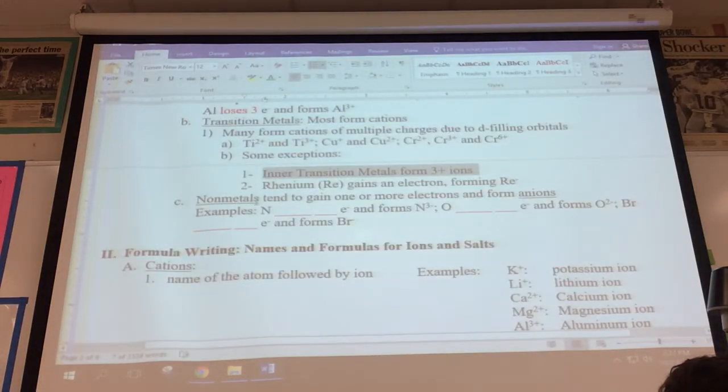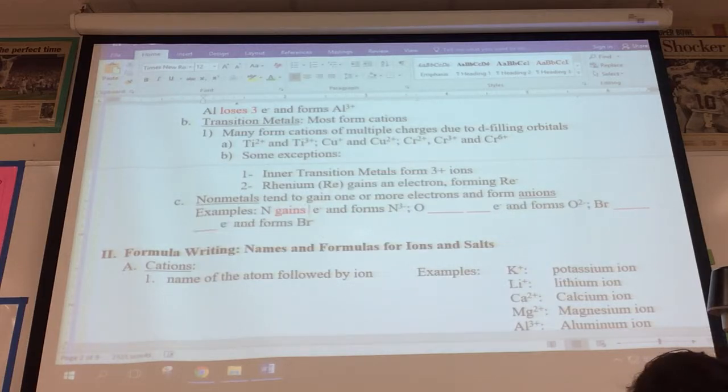Nonmetals on the right side of the periodic table tend to gain one or more electrons, so they're going to form anions. For example, nitrogen is in group 15. How many valence electrons? 5. So how many electrons would it gain? 3 is correct, forming a nitride ion with a 3- charge. We'll go into the naming in a minute.